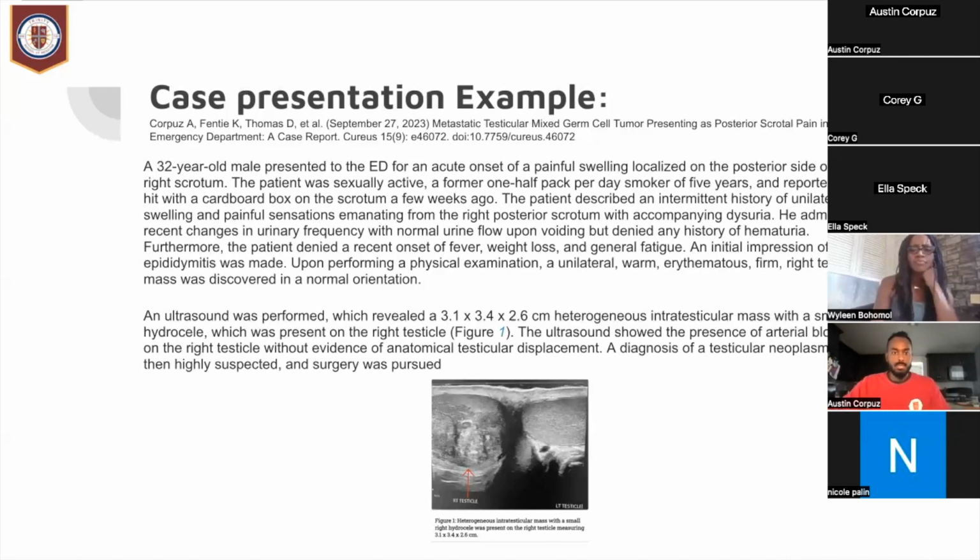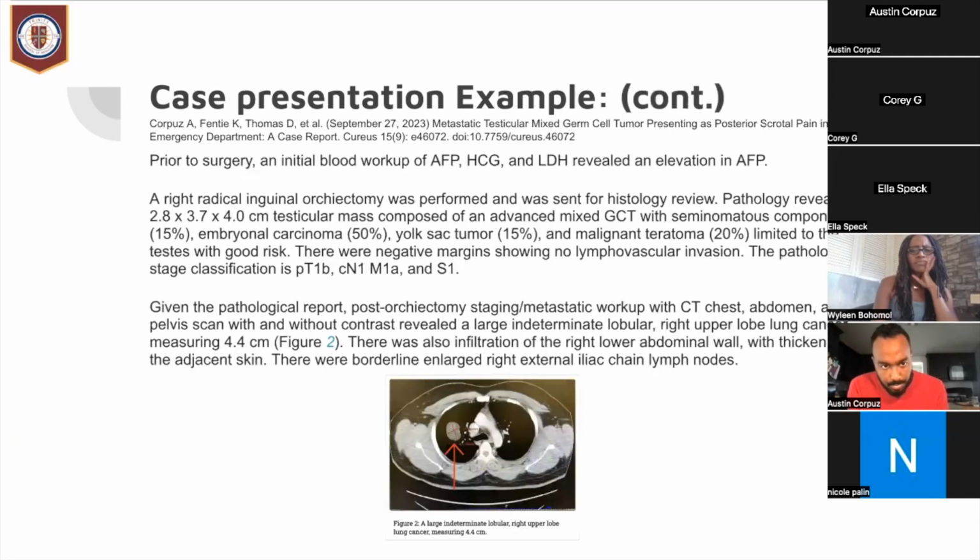Upon performing a physical examination, a unilateral warm, erythematous, firm right testicular mass was discovered in a normal orientation. An ultrasound was performed, which revealed a mass with a small hydrocele. It also showed the presence of arterial blood flow on the right testicular scrotum without evidence of testicular displacement. So a diagnosis of a testicular neoplasm was highly suspected and surgery was pursued. Prior to surgery, the initial blood workup revealed elevated AFP.